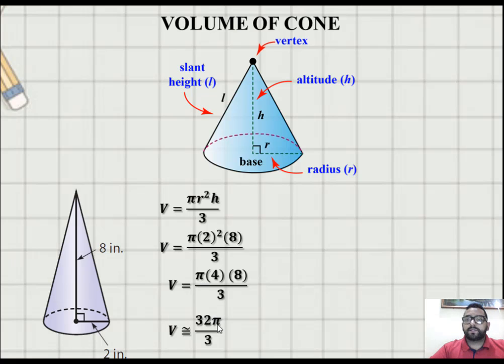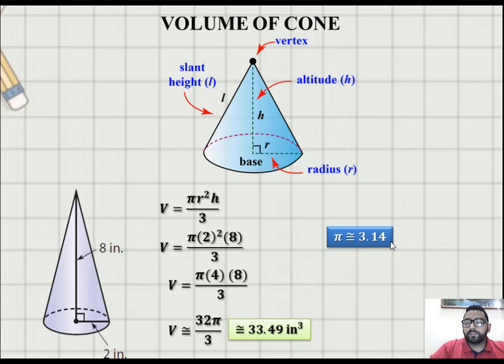Remember, pi is an irrational number that represents 3.14159, and we have infinite decimals after the point. So in this case we are going to use 3.14 to represent the value for pi. When you replace pi by 3.14, you multiply 32 times 3.14, and then you divide the answer by 3. And you're going to have an approximate value of 33.49 inches to the cube power.